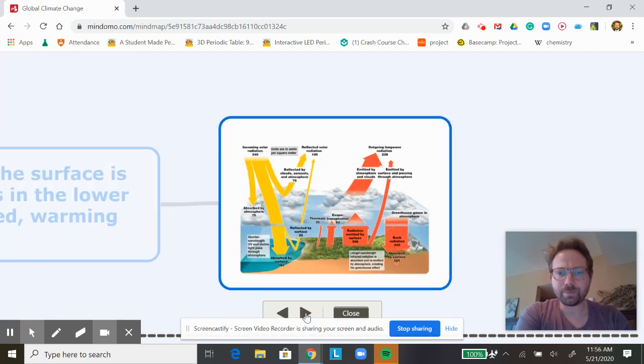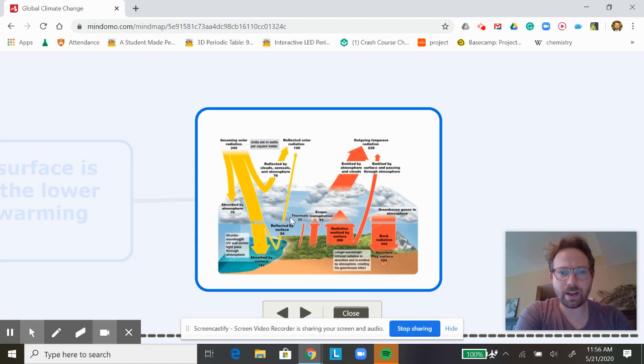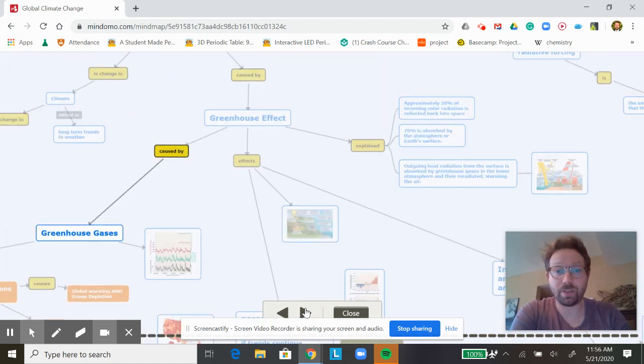So this is the process that shows what we just talked about, where you have yellow arrows of incoming radiation, and then you have the red arrows of radiation once it hits the Earth, absorbing that heat from the atmosphere and from the Earth's surface. And the more greenhouse gases we have, the more is absorbed by the atmosphere, and the more that the Earth heats up.